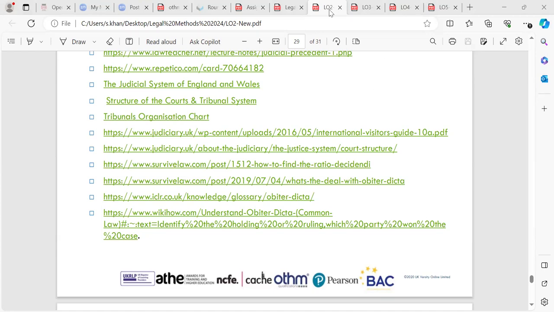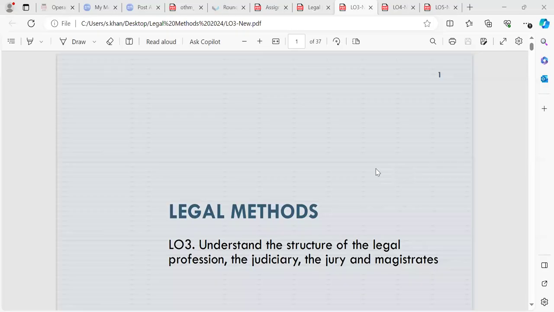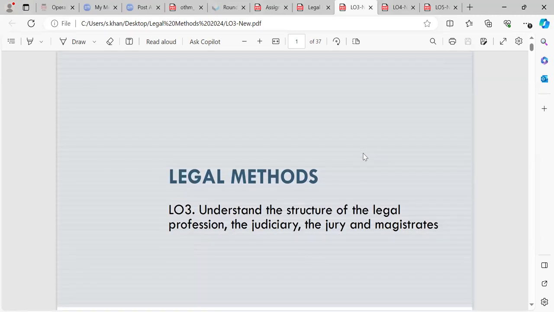So we've gone through learning outcome 2 quickly. Now I'm going to go through learning outcome 3. Just one minute, I'll share it with you. Now we're going to go through learning outcome 3 quite quickly, because all these are recorded individually. So if you need to get onto them, they're all recorded for you individually as well.